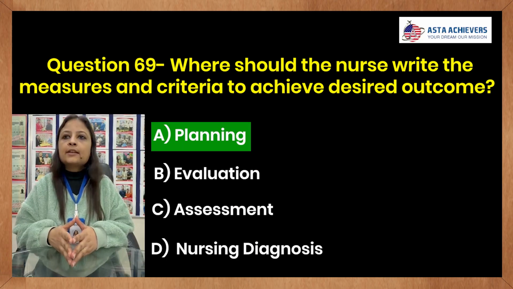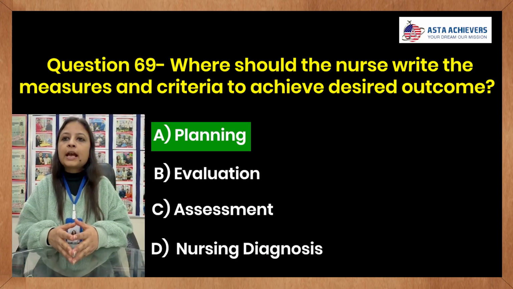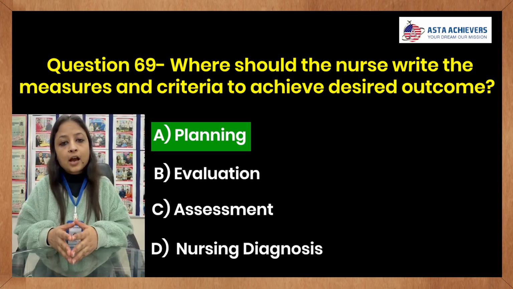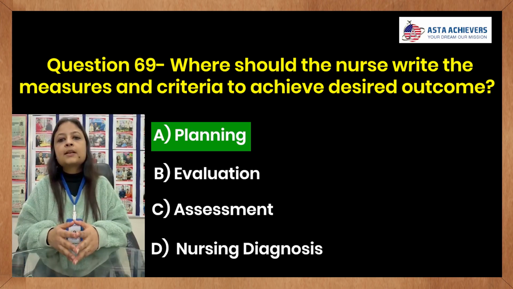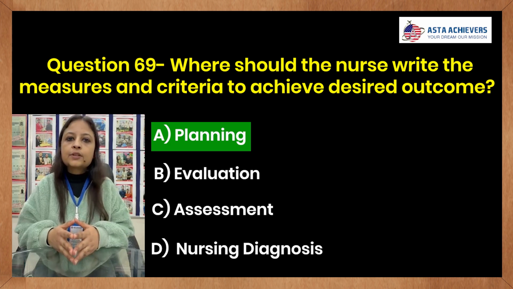Question number 69. Where should the nurse write the measures and criteria to achieve the desired outcome? Option A, planning. Option B, evaluation. Option C, assessment. And option D, nursing diagnosis. So option A, planning is the correct answer.